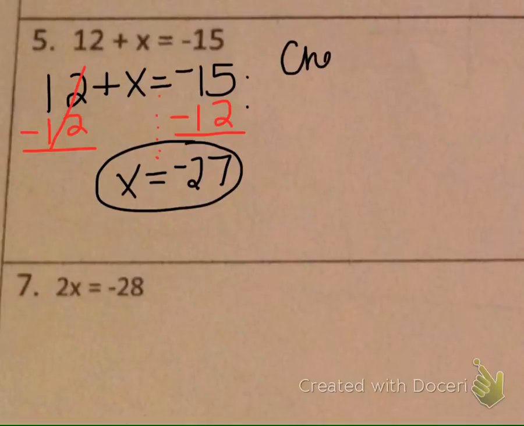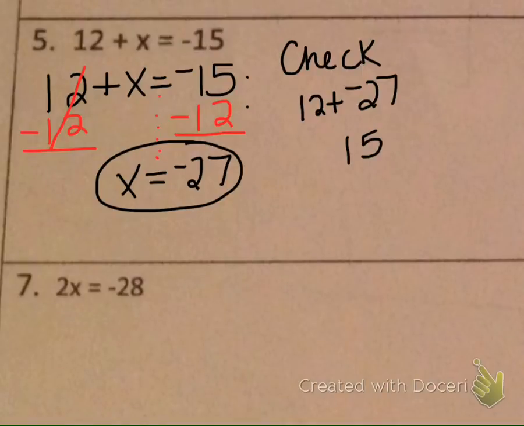Okay, let's check it. We have 12 plus negative 27. I have different signs, subtract. 27 minus 12 is 15, and that would be a negative because 27 is the larger number. That checks out. We're good. Okay, maybe if you didn't pause for number 5, pause now for number 6.